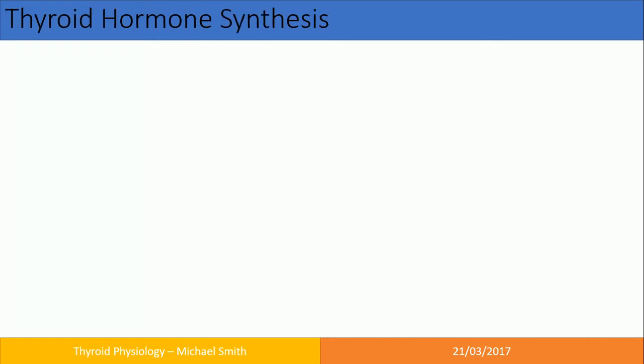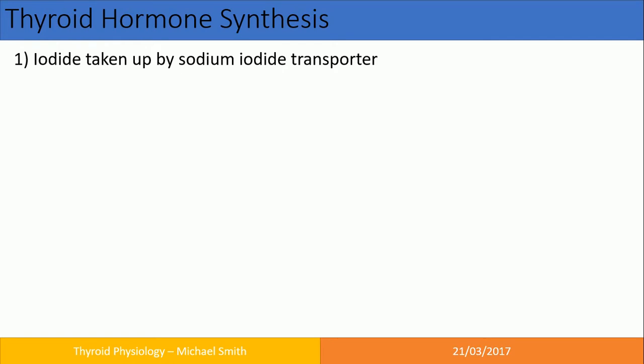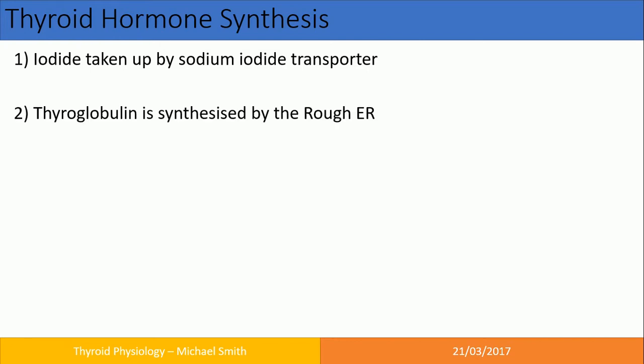So the production of thyroid hormones can be broken down into a number of steps. Initially, iodide is present outside of our thyroid parafollicular cell, and it's taken up by the cell via a sodium iodide transporter. Then we have the production of something called thyroglobulin, also sometimes written as Tg, and it's synthesized by the rough endoplasmic reticulum of our parafollicular thyroid cell.